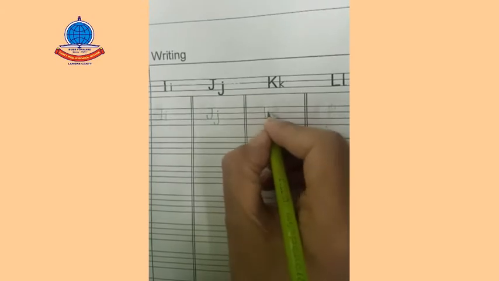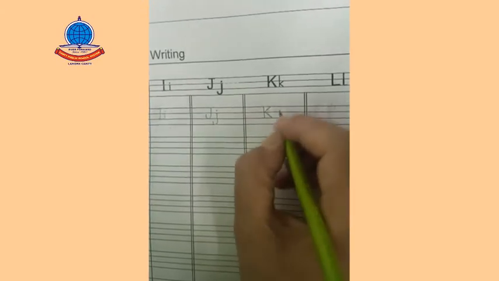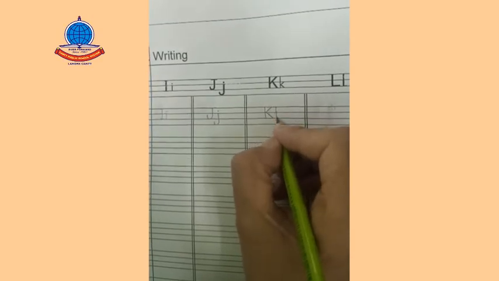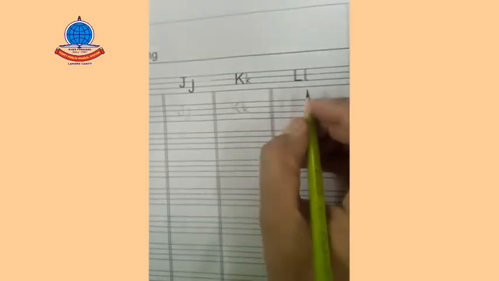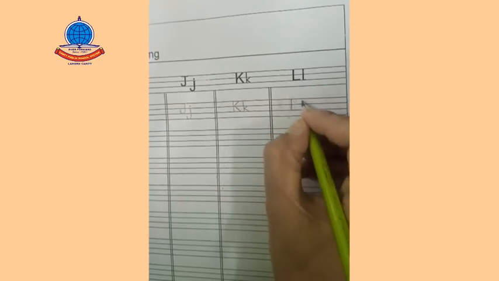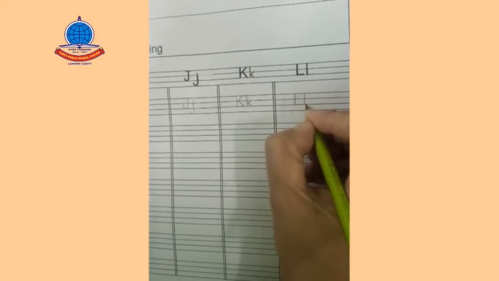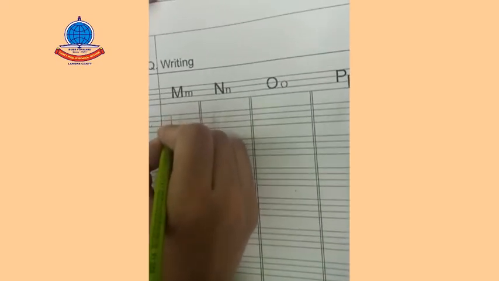K, a straight line and 2 slant lines like this. Small k will be a straight line and 2 slant lines in between the 2 lines. L, a straight line and a slipping line, and small l will be like this. Now practice all this on this page. Now the next page is page number 6, which is our last page for today.